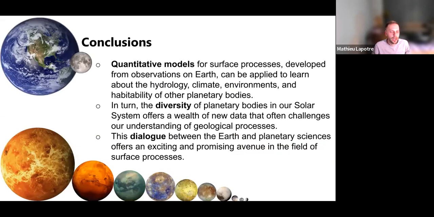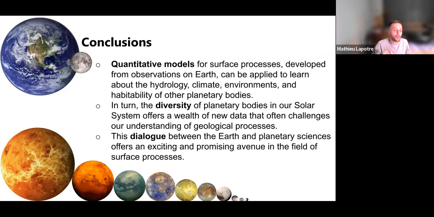So to conclude, I will just say that quantitative models for surface processes developed from observations on Earth can be applied to learn about hydrology, climate, environments, and habitability of other planetary bodies. Again, this has been done for a few decades now.